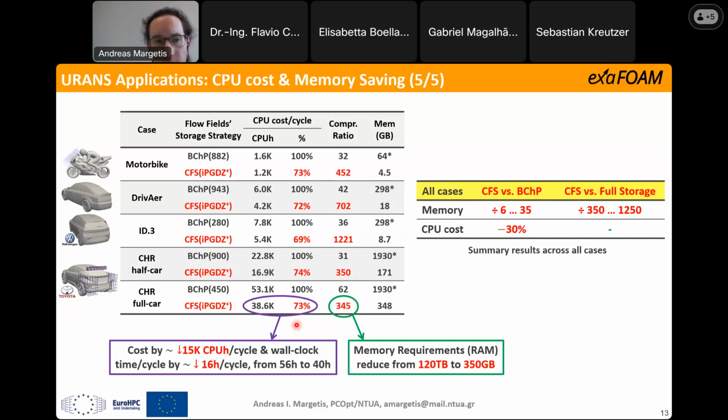In absolute numbers, if we examine the last case, the CHR in the full car configuration, that was the most expensive, CFS reduced the memory requirements by 350 times, from 120 terabytes to just 350 gigabytes. While it also reduced the cost by 15,000 CPU hours per optimization cycle, or in terms of wall clock time by 16 hours per cycle, from 56 hours to 40 hours.